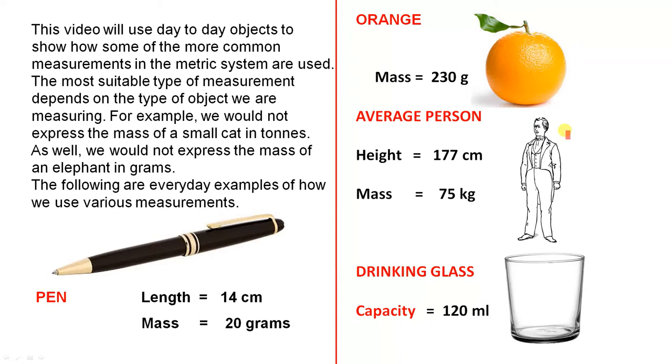An average person, now the height of an average person is about 177 centimetres. That could vary a little bit. And the mass of an average person is about 75 kilograms. Again, that can vary. If we look at a drinking glass and we want to find out how much water it will hold or how much liquid, it's about 120 millilitres, that's ml for short, so 120 millilitres.